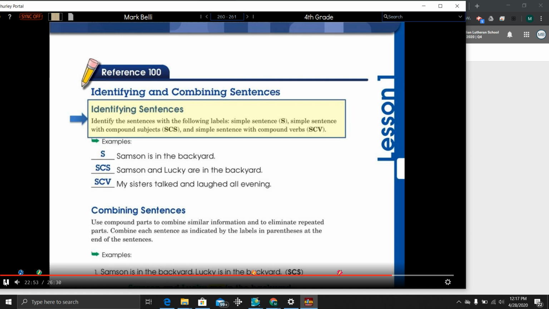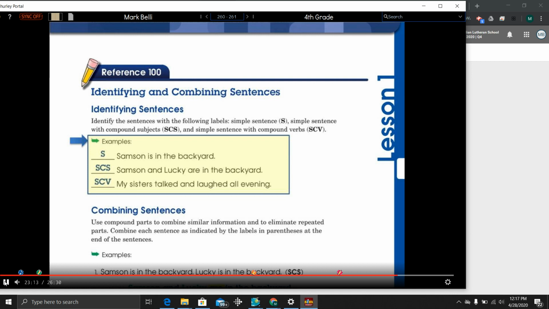Identifying sentences. Identify the sentences with the following labels: simple sentence, capital S; simple sentence with compound subjects, capital SCS; and simple sentence with compound verbs, capital SCV. Take a look at the examples below.